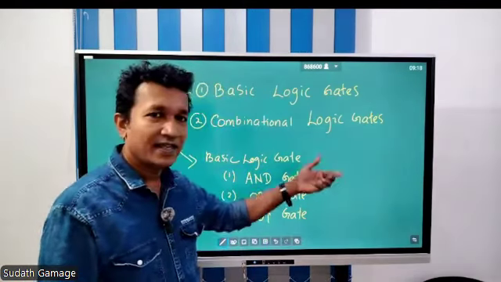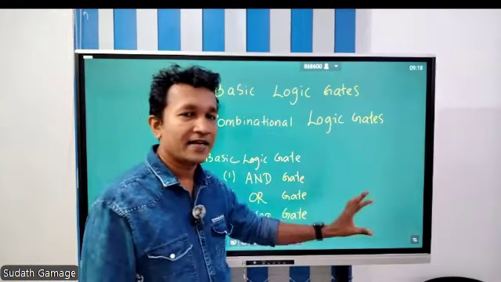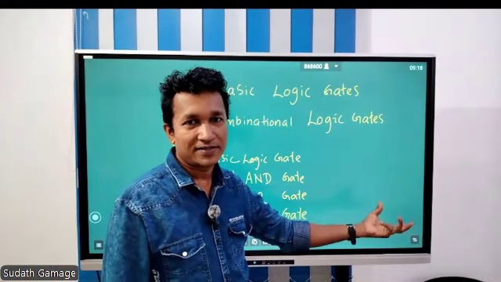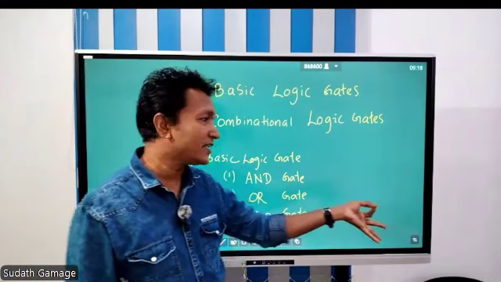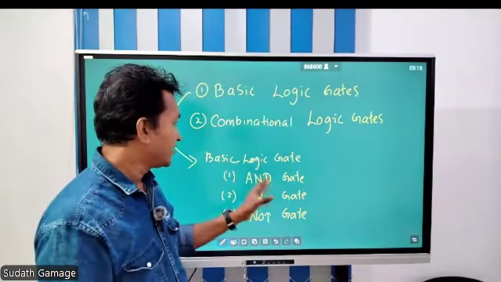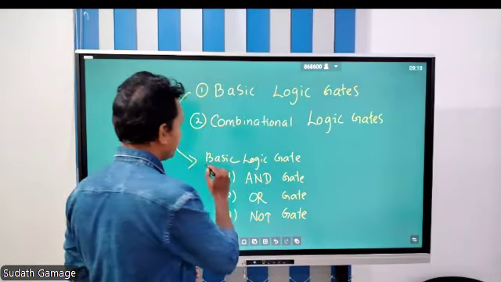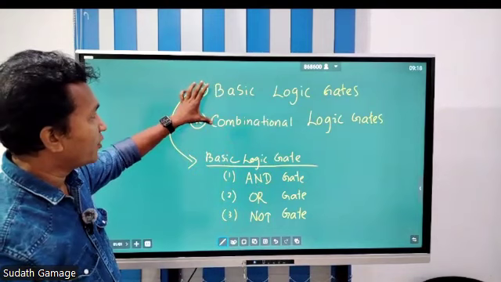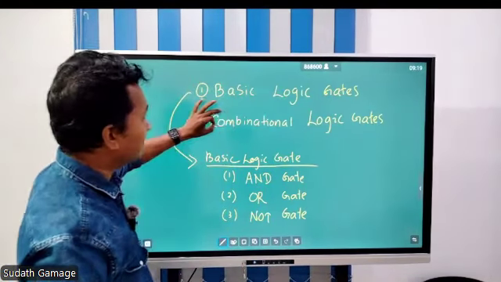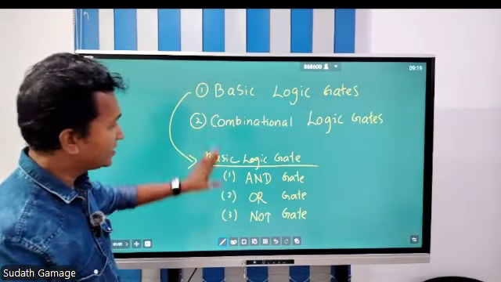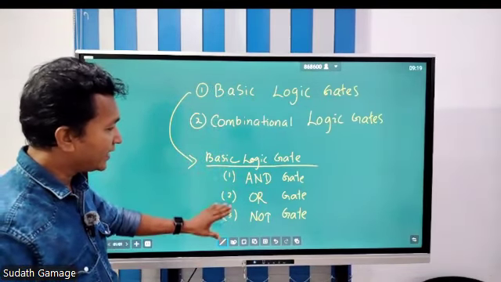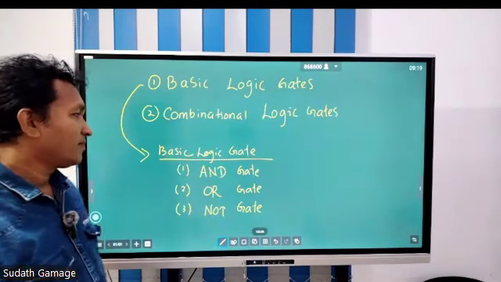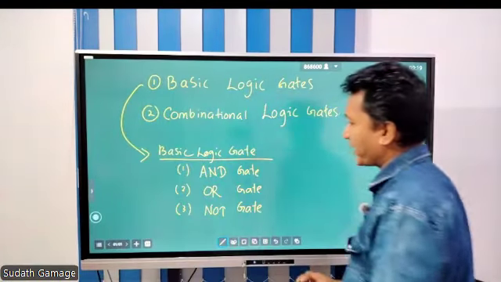It's a NAND. Not AND is NAND. Not OR is NOR. These are the kinds of combinational logic gates we discuss in this lesson. So these are basic logic gates. Take this down. We are going to discuss basic logic gates and combinational logic gates. Basic logic gates are the AND gate, OR gate and NOT gate.